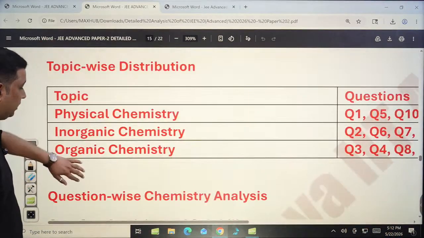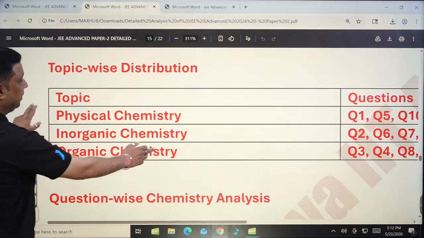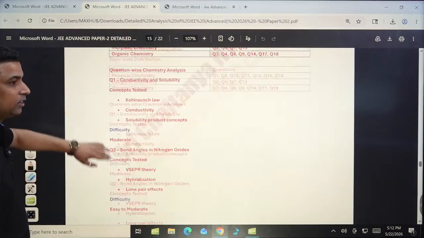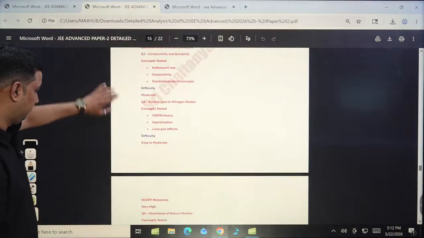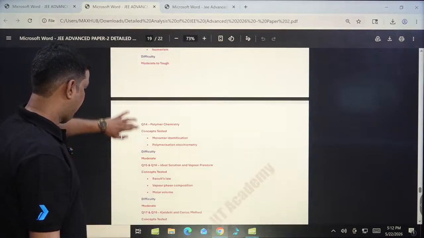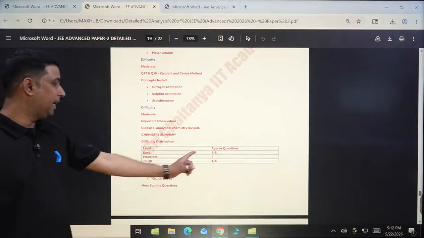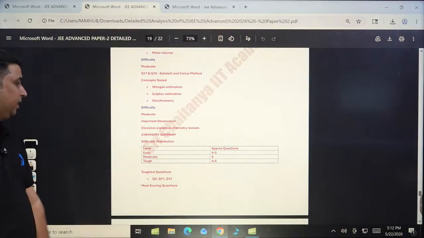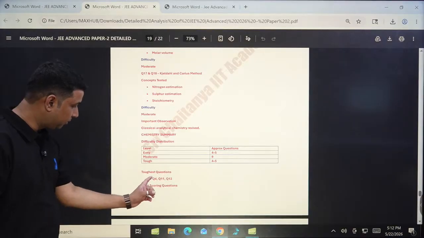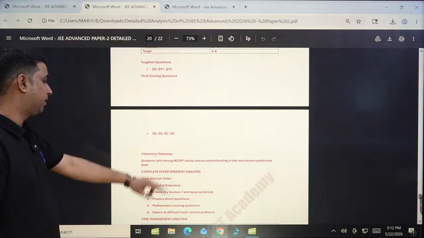If I talk about the difficulty level, we will discuss it, because students are curious to know how many questions were doable and how many were on the tougher side. So the final verdict: 4 to 5 questions were easy, 9 questions were moderate, and 4 to 5 were toughest. The toughest questions were question numbers 4, 11 and 12. The most scoring questions were 2, 5, 7 and 9.